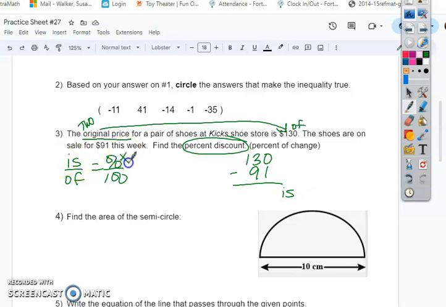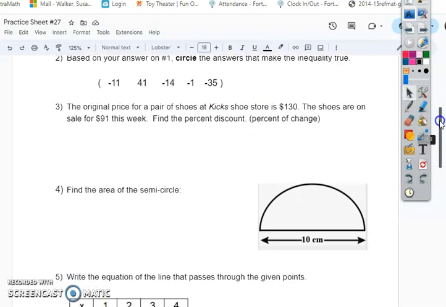I don't know the percent. I put an X. You are going to see this on STAR, a problem just like this. You need to cross multiply that.